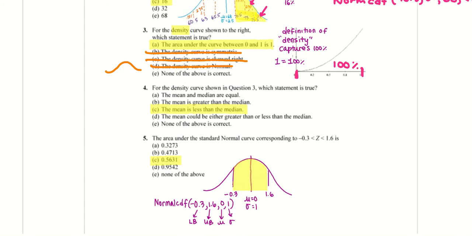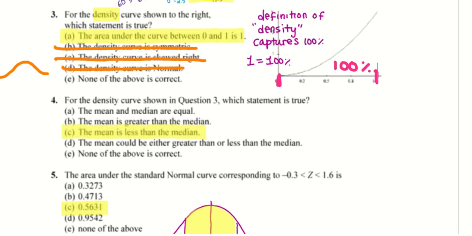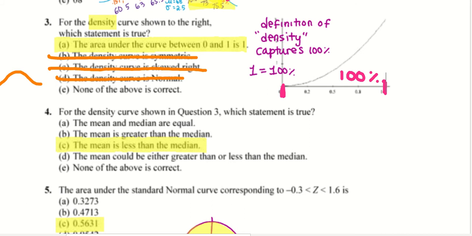For number 4, we're still looking at the density curve. It says that the mean and the median are equal. Well, that would be true if the distribution was symmetrical, but it's not symmetrical. So we're going to rule out A. The mean is greater than the median. Remember, on a skewed distribution, the mean is being pulled in the direction of the tail. You have to know that.